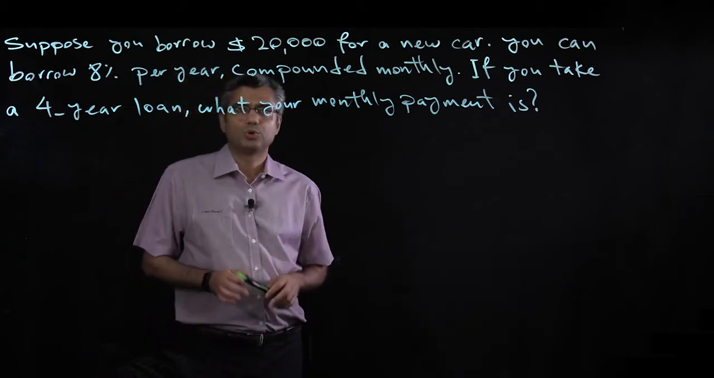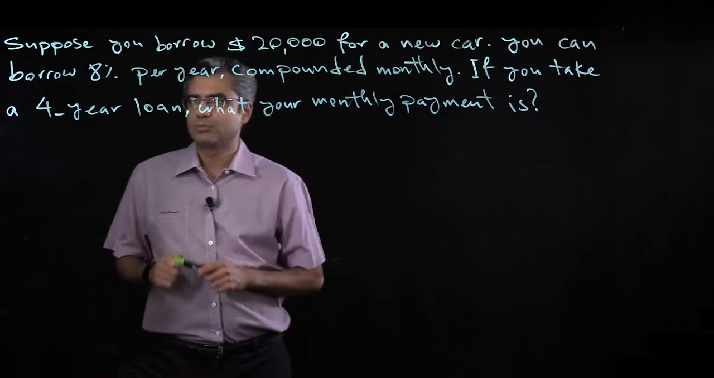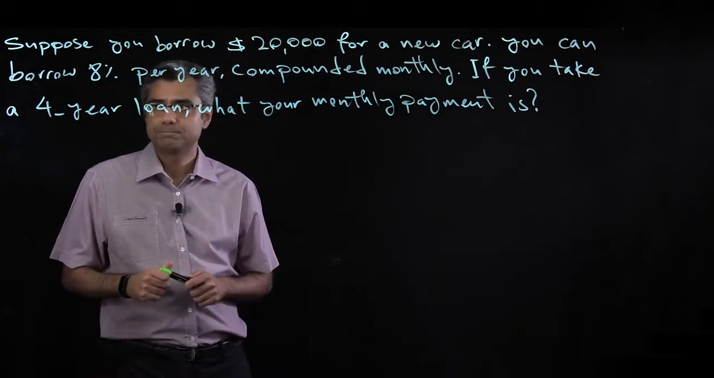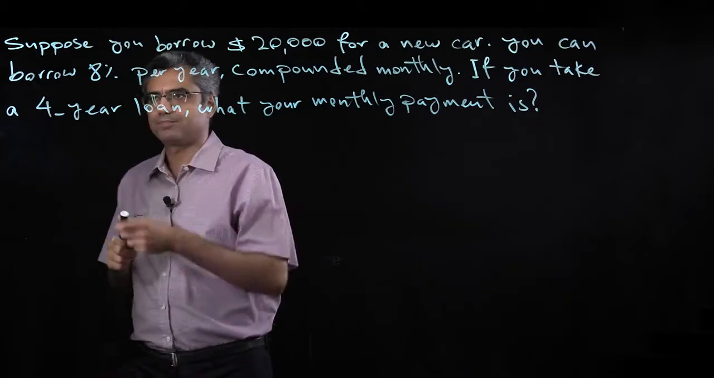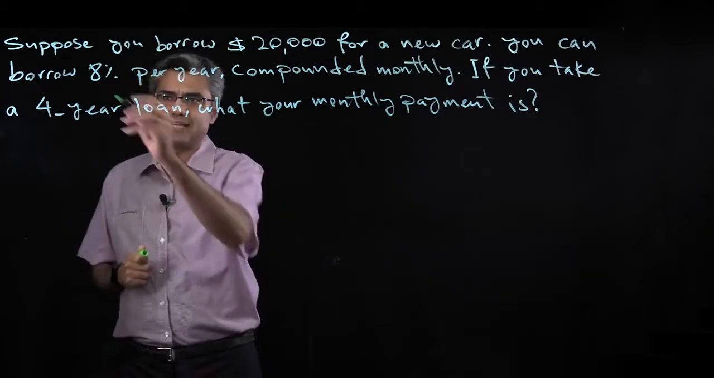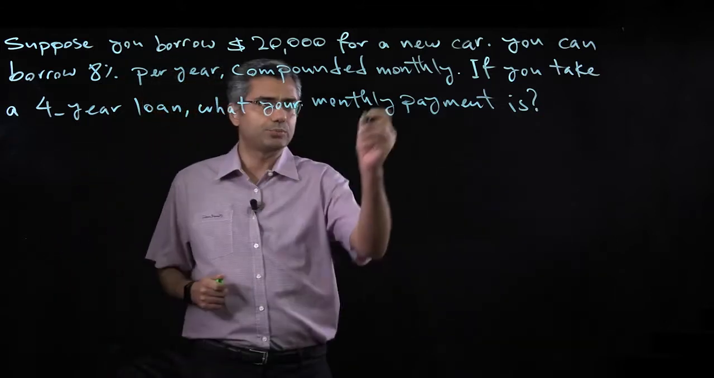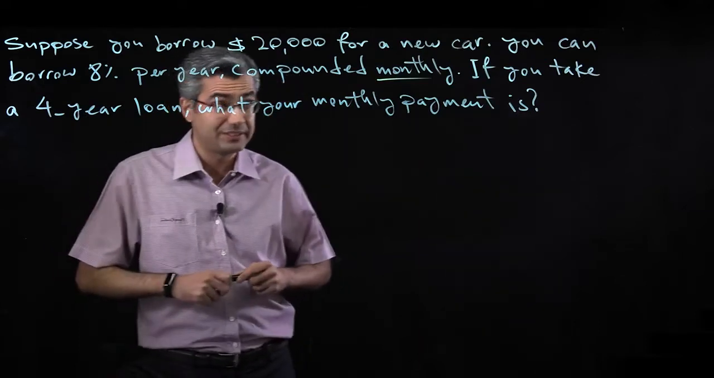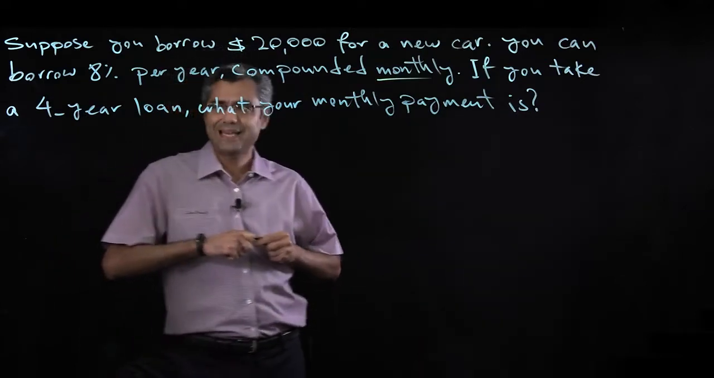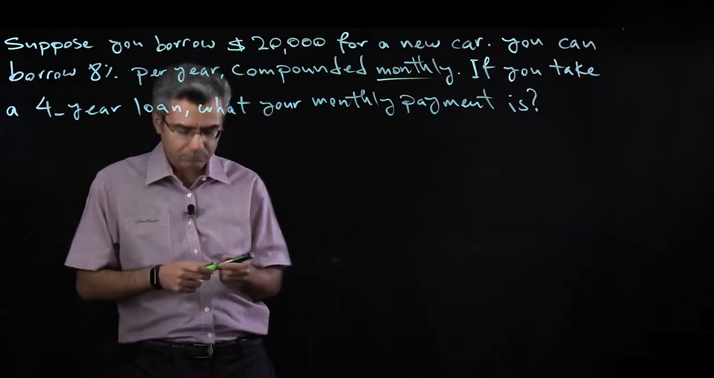Suppose you want to borrow 20,000 US dollars for a new car. You can borrow at 8% per year. It means the interest rate is 8% per year, compounded monthly. This is important, because it shows that the period is a month, not a year. If you take a 4-year loan, what is your monthly payment?